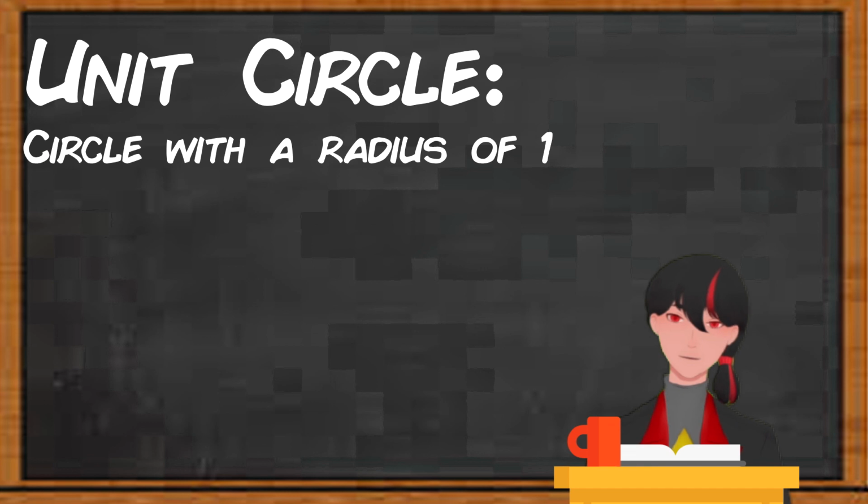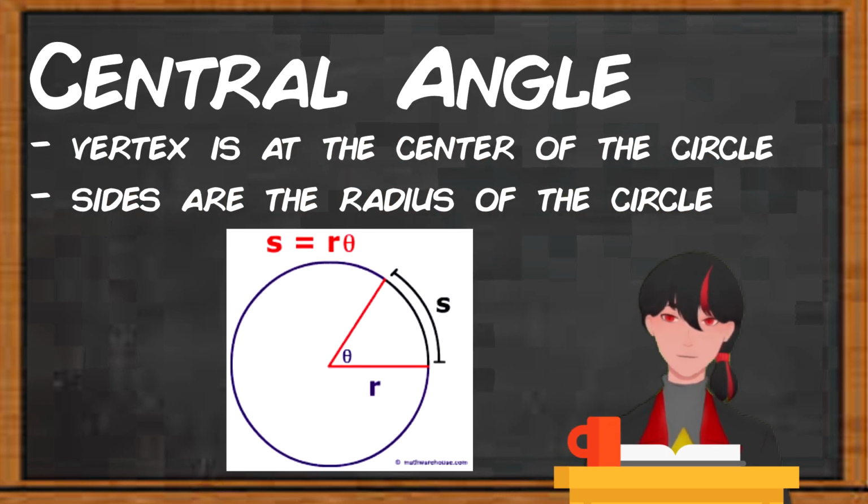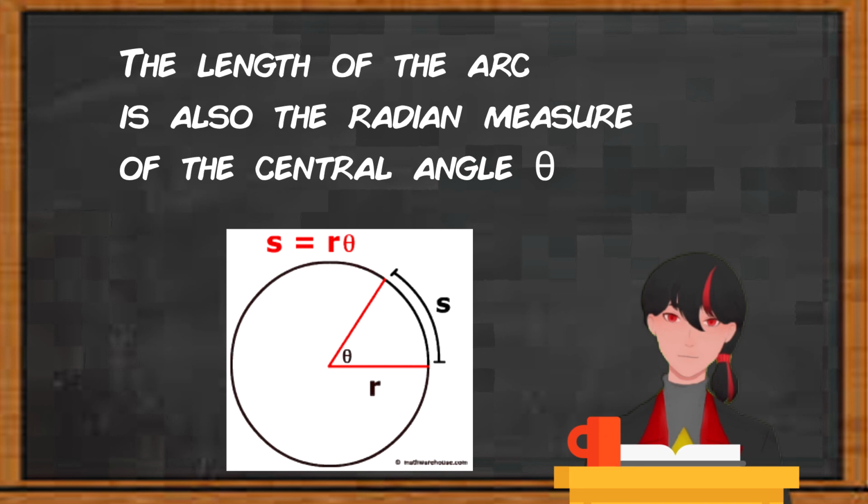Okay, now let's loop back around to the unit circle because of course we've got to understand it further. I've already talked about how a unit circle is a circle with a radius of 1, easy enough. But there's different parts to it. See, a unit circle has a central angle, and a central angle is an angle whose vertex is at the center of the circle and its sides are the radius of the circle. To find the length of the arc that intercepts the central angle, you just multiply the radius by the angle. The length of the arc is also the radian measure of the central angle, theta.